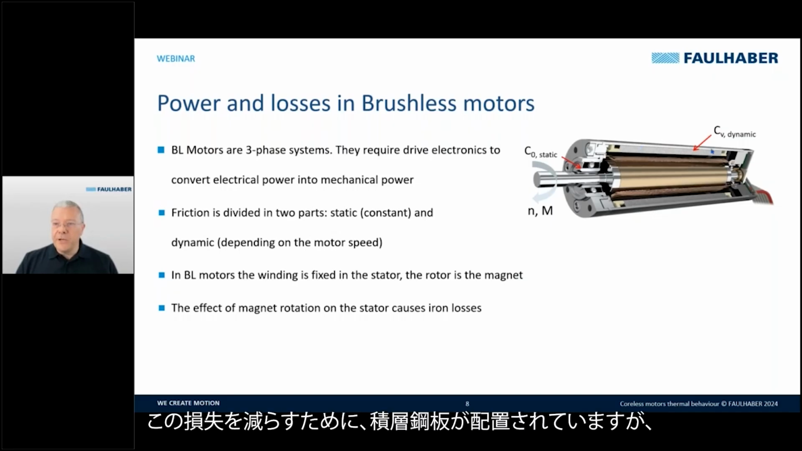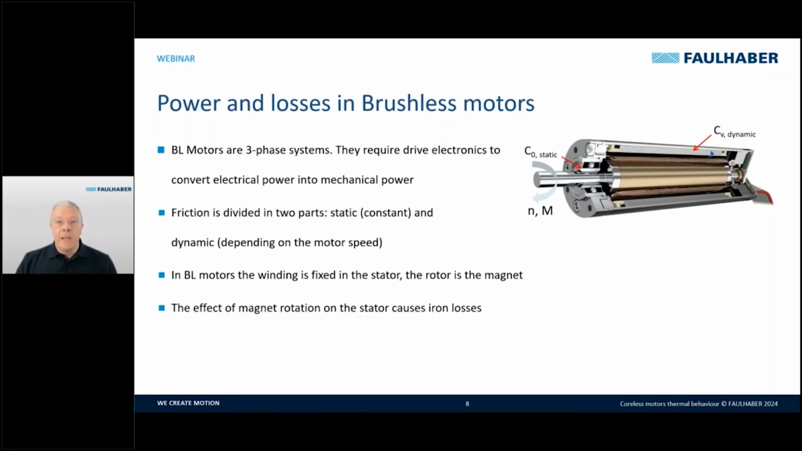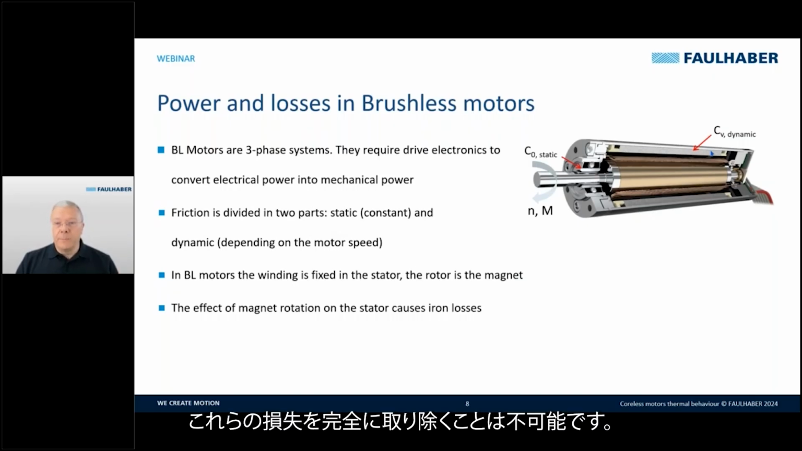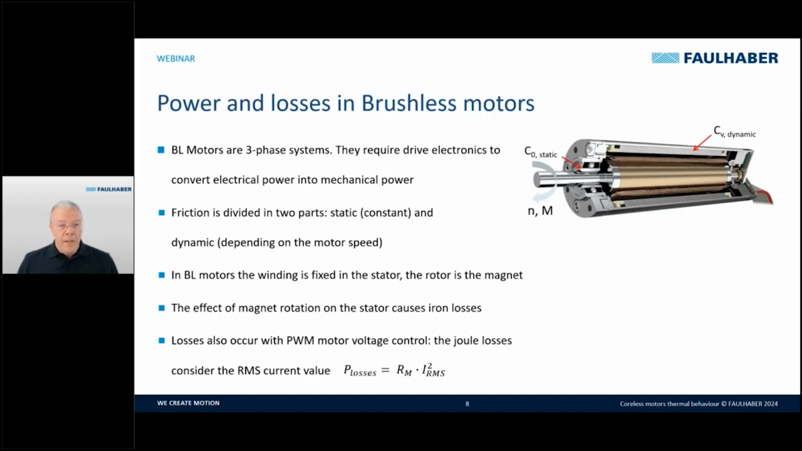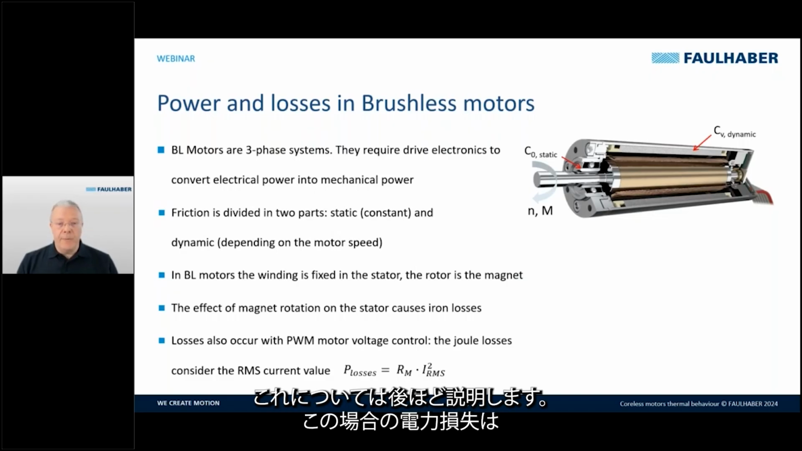We have some lamination stack to reduce these losses, but we are not able to set it to zero. It's not possible to eliminate all these kinds of losses. Losses also occur in the PWM. We will see later about this.